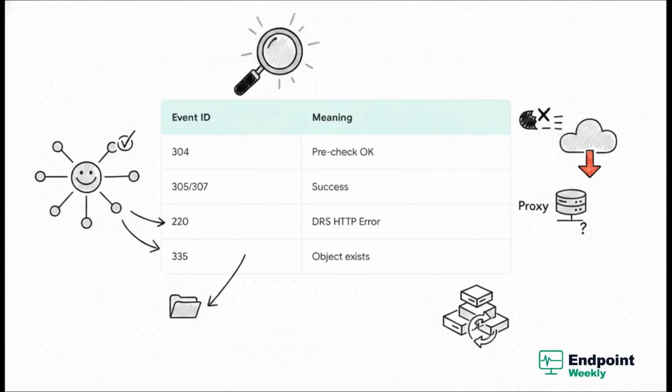Now, for the systems engineers out there, Event Viewer is your absolute best friend here. Specifically, you want the User Device Registration Admin log. This critical diagnostic table shows you exactly what to hunt for. Event IDs 304, 305, and 307, that is exactly what you want to see. It means your network is reachable and the device key was successfully written. But if you spot event 220, you've got an HTTP error from the device registration service, meaning a network or proxy issue. And if you see event 335, it means the device object already exists, signaling a stale object conflict in Active Directory.